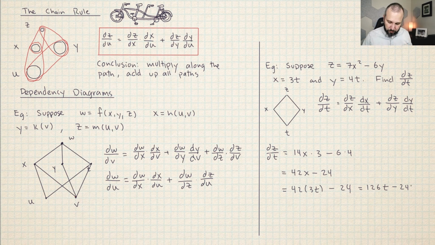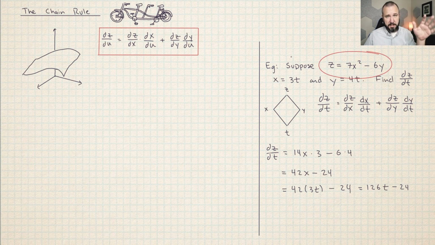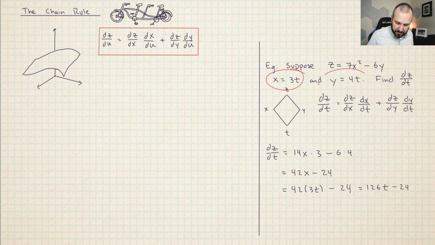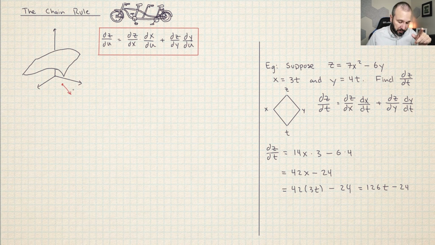I just want to give a little bit of geometric context to the problem that we actually solved. The geometric interpretation of z is a function of x and y is that z is a surface in 3D space. And then x is 3t and y is 4t. That's a line in the xy plane. So one way to interpret this information geometrically is to imagine being standing at a point, and then as t increases, we're gonna walk along the line. And what we're calculating here is how z changes as we walk along that line.